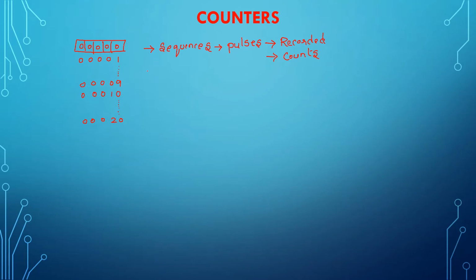These counters are broadly categorized into two categories. One is called the asynchronous counter, and the other is called the synchronous counter. So how does this classification into asynchronous and synchronous go? Let's get back to this device in order to have a better look into this.